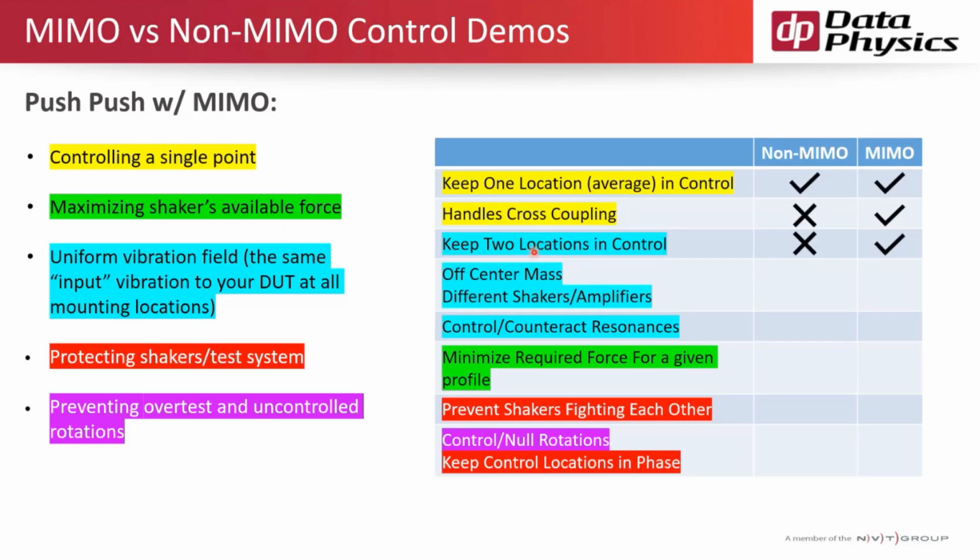Okay, so the priorities grid, I can fill in a little bit more. Handling the cross coupling, so obviously keep one location in control. MIMO had no trouble doing that. Keep two locations in control. The MIMO controller had no trouble doing that, and the single non-MIMO controller could not do that. Now, how does it do that? Well, it's handling all the cross coupling between the two shakers and the two control accels. So the MIMO controller gets a check for that, and the non-MIMO controller does not.